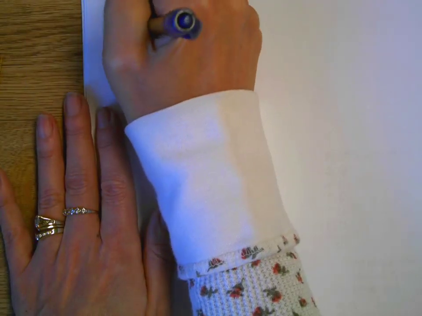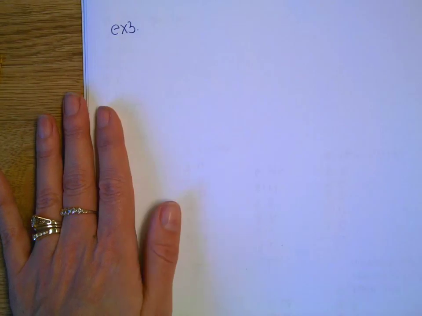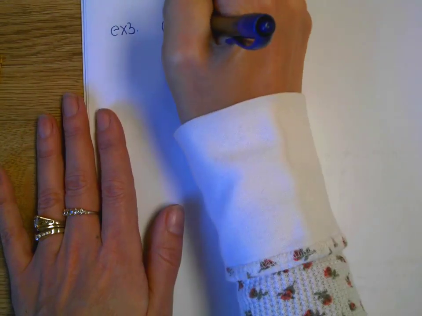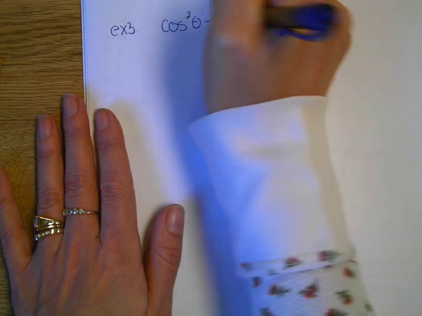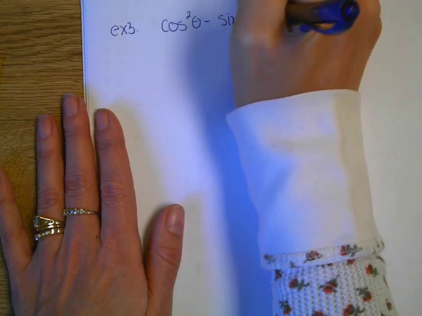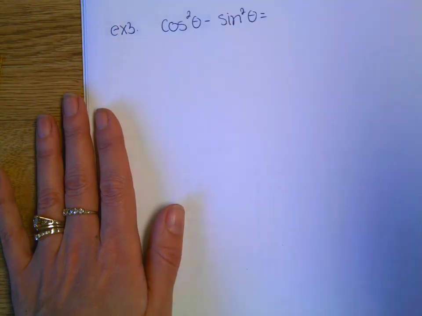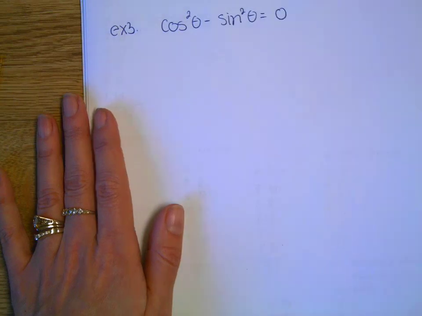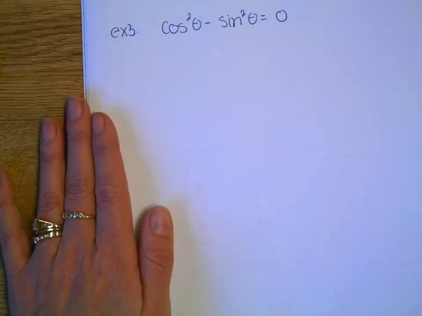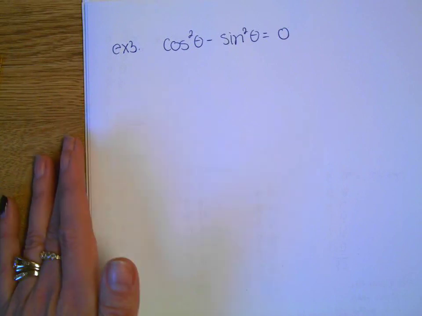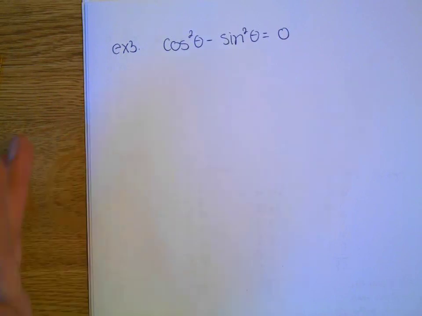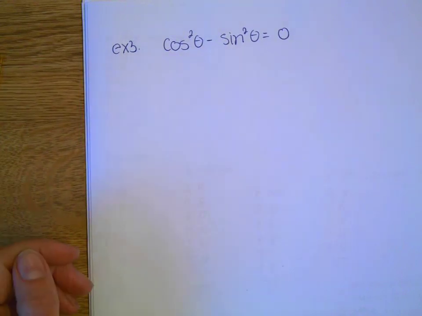Number 3. Cosine squared minus sine squared equals 0. You gotta do that again. That's a good trick. Anytime you can see those Pythagoreans jump out at you, do that. If you can get it down to one trig function, I think that's a good idea.